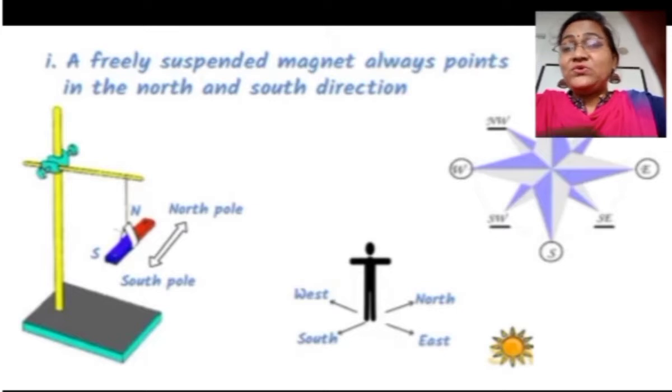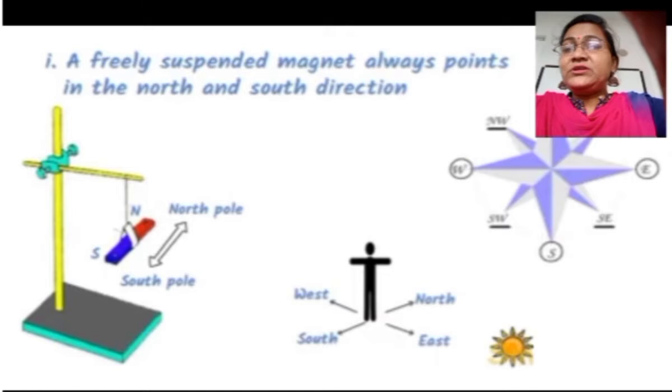As we know, the sun always rises in the east direction. So in the morning, if you stand facing the sun with both hands extended, you are facing the east direction. Then our left arm will point towards the north direction, the right arm will point towards the south direction, and our back will face the west direction.